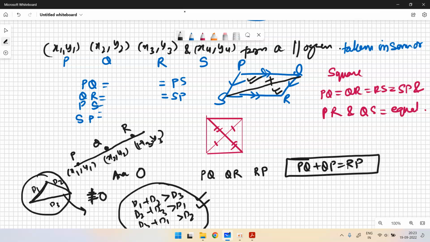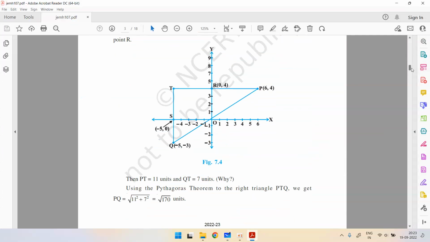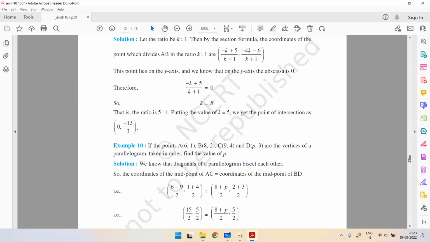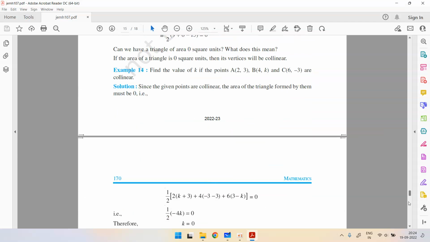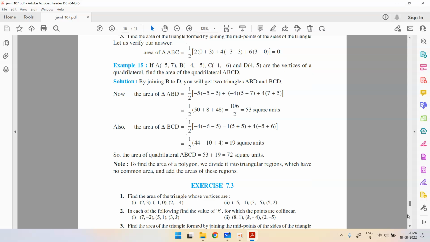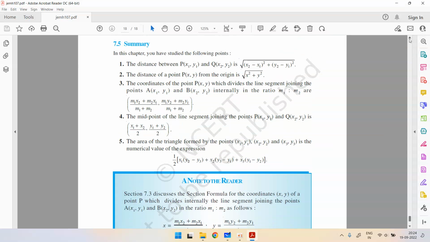So the basics of this portion, the coordinate geometry, I think is over. Let me check with the last summary. Summary points are important. Yes, I have shown you half of this formula, and the distance formula with x1 minus x2 I have given.